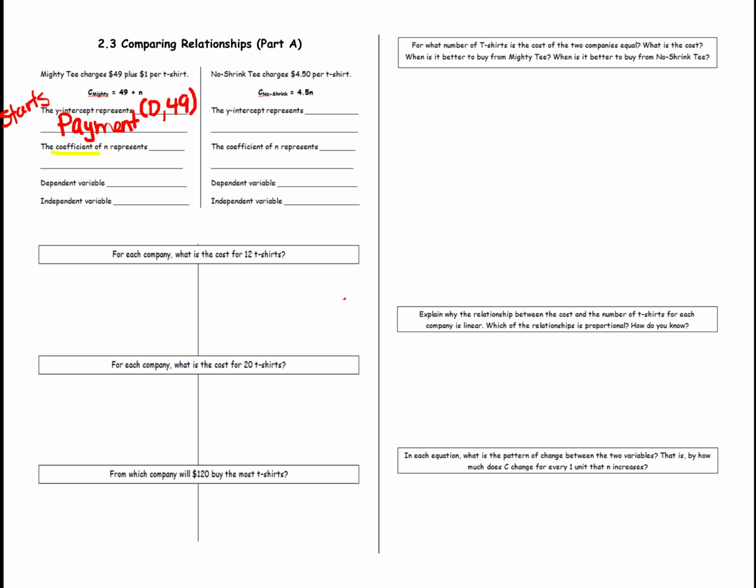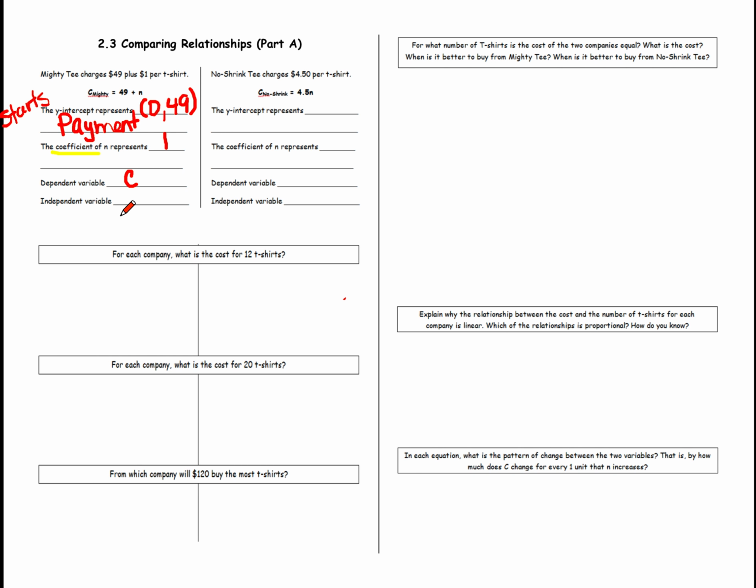And the reason it's a 1 is because that's an invisible 1 right there in front of that N. And that's because each shirt is $1. So our coefficient is 1. Now, dependent variable and an independent variable. Notice it's saying variable. They don't want a number here. They want a letter. So what is dependent? What is depending on something happening? Remember, dependent also means there's some math involved to get the answer. So the only letter up here, C or N, that requires some math to get the answer is C. So that's my dependent variable.